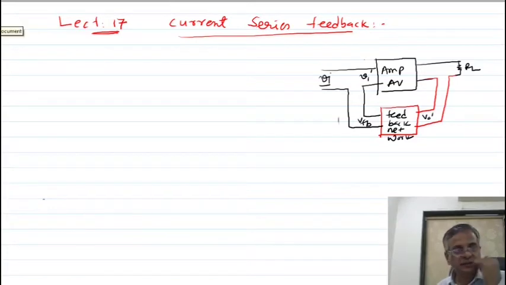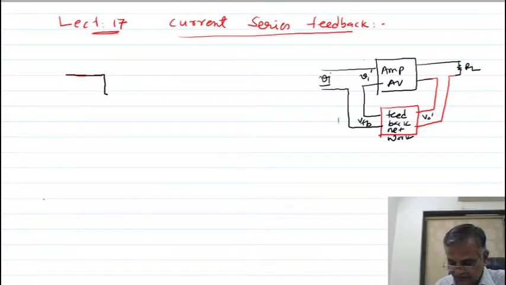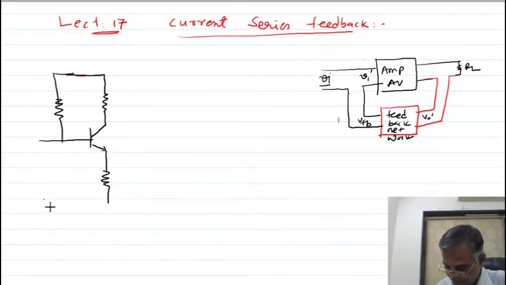Now we are discussing AC feedback. See, the circuit diagram of a common emitter amplifier is as shown in the figure. Here, I have shown the circuit diagram of a common emitter amplifier.